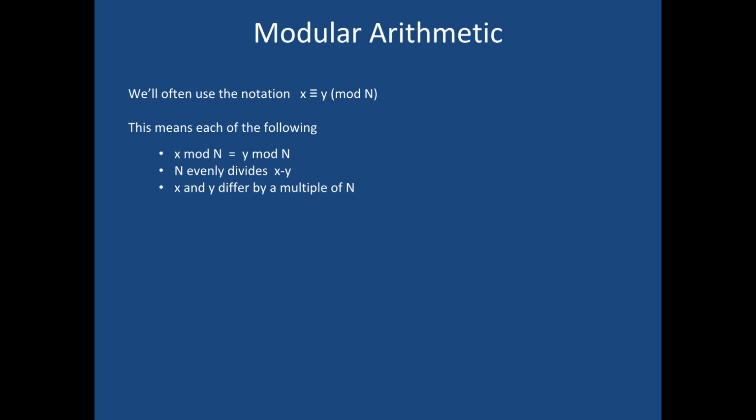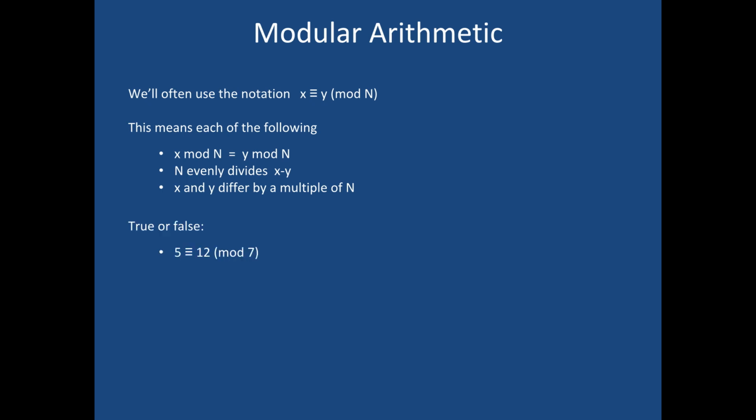Now, we'll often use this notation here. X is congruent or equivalent to y, and then in parentheses off on the side, I'll remind you that we're working mod n. And you can read that in various ways. It means that if you take x mod n and y mod n, you get the same number. Or it means that if you compute the difference between x and y, they differ by a multiple of n. Or it means that if you divide them both by n, you get the same remainder, something like that.